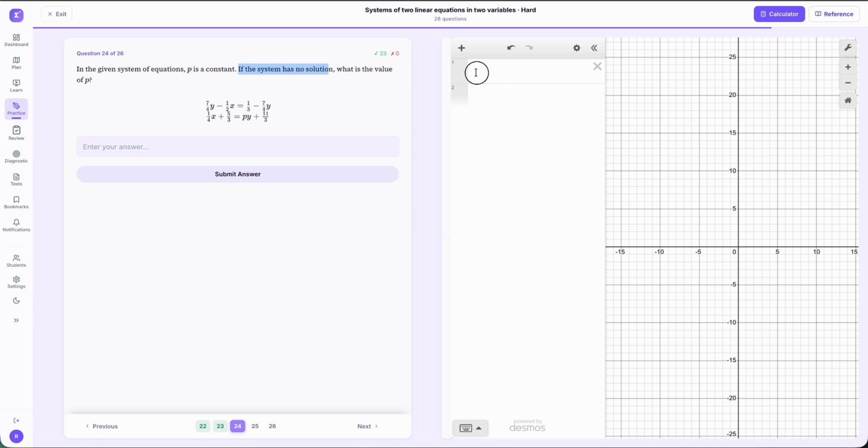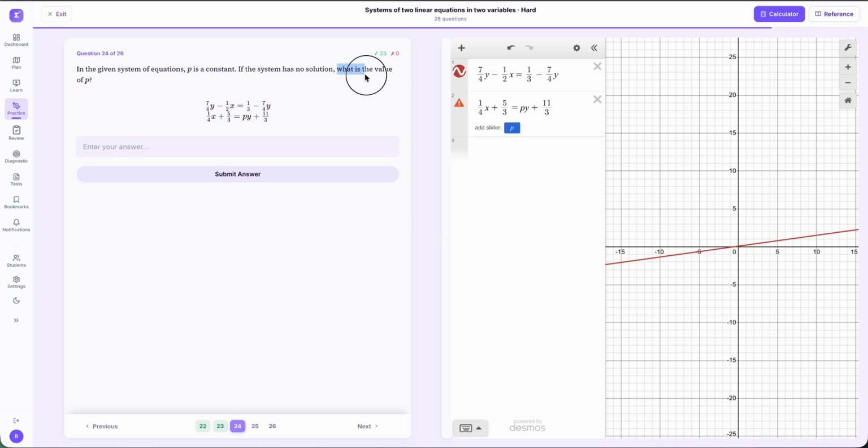So if I type this into Desmos, right? 7/4 y minus 1/2 x equals 1/3 minus 7/4 y, okay? It graphs that one, no problem, nothing missing there. The next one, if I do 1/4 x plus 5/3 equals py plus 11/3, right? Not gonna graph it yet because it doesn't know what p is, and that's the question, what's p?